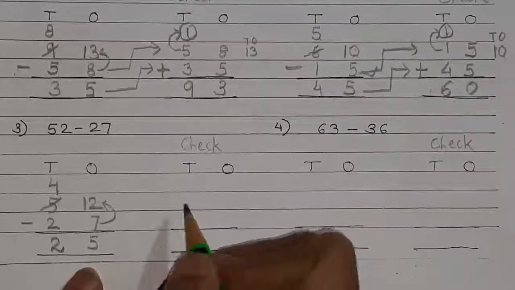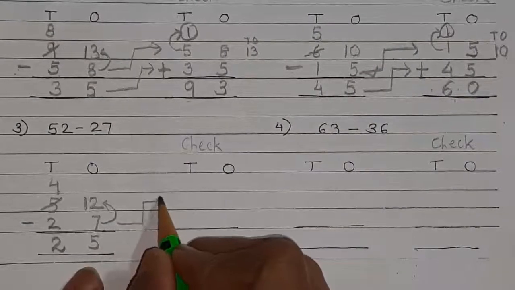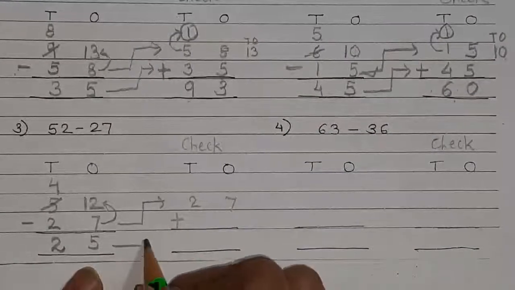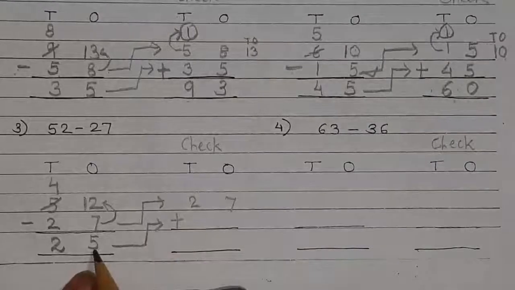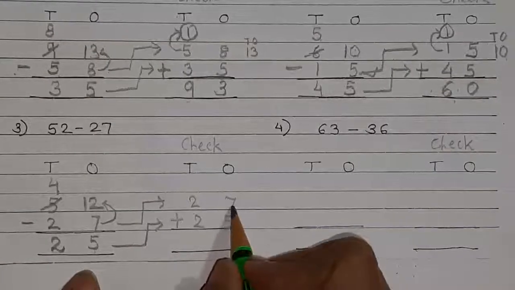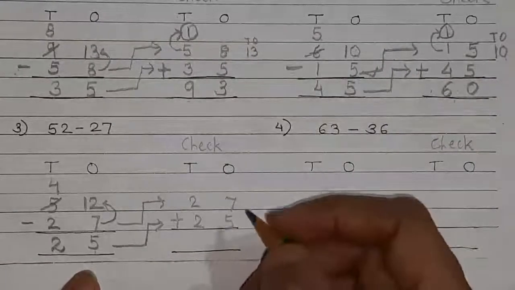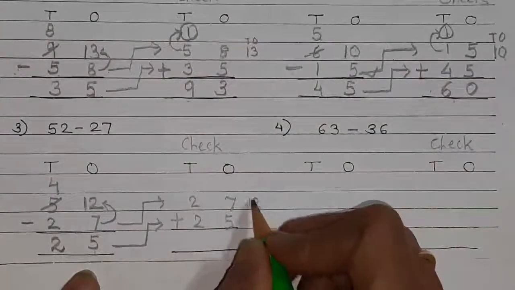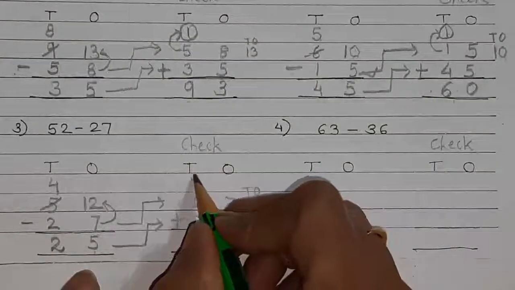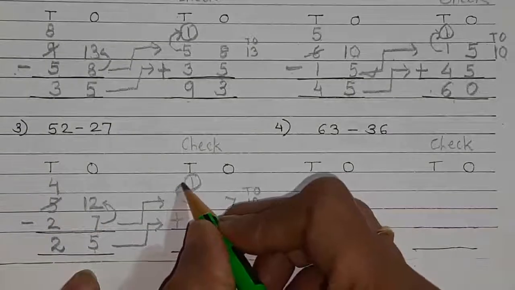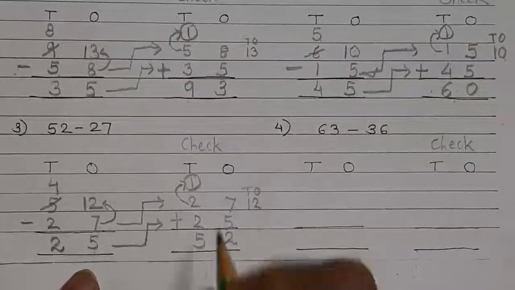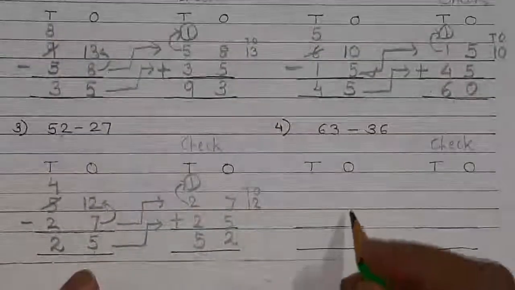Now for checking, we are taking this number first, 27. Then we are adding number 25, which one is the answer. So write 25 here. 7 in your mind, 5 on your fingers. 7 after 5, 12. Write tens and ones. 2 will be the answer. 1 will go as a carryover. 2 after 1, 3. 3 after 2, 5. So here 52, here 52. So your answer is correct.